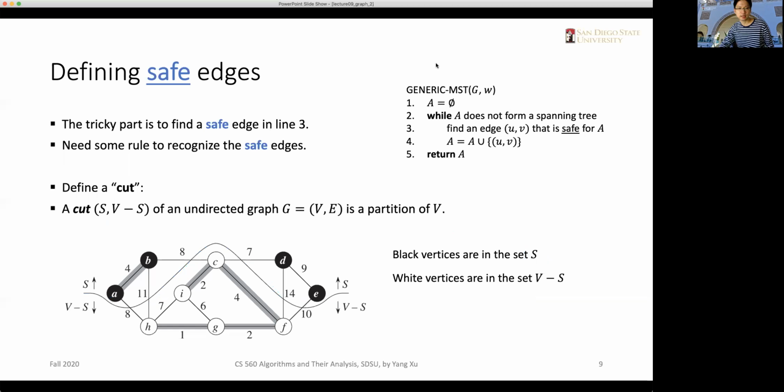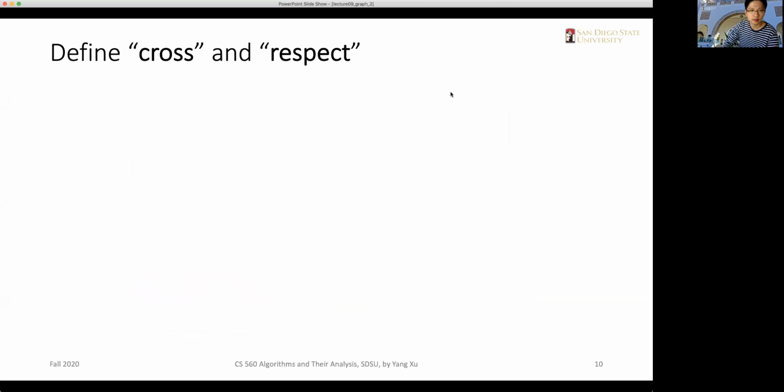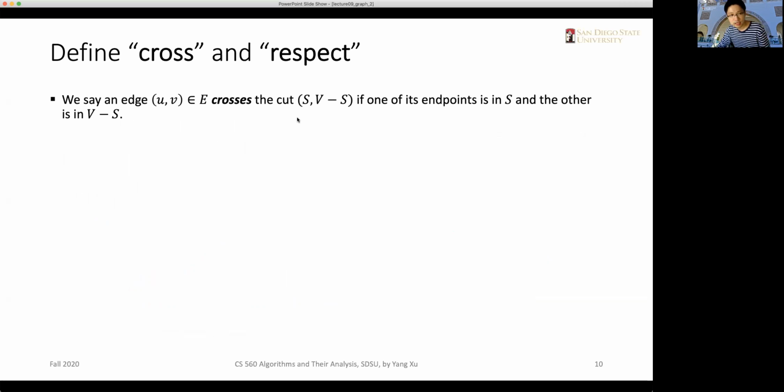And then having a cut defined, we can further define the cross and respect. These are another two new verbs. We say an edge from U to V crosses the cut if one of its endpoints is in S and the other is in V minus S.